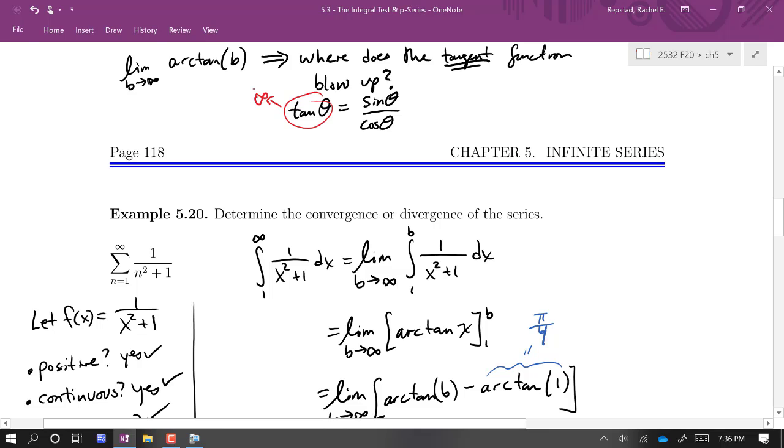There's two ways that a fraction can get huge. It either happens because the numerator gets huge while the denominator stays put or doesn't move very much, and we know that's not happening. The sine function is bounded. Sine theta is always between -1 and 1. So the other way that a fraction blows up is if the denominator approaches 0. So this gets huge when cosine theta approaches 0.